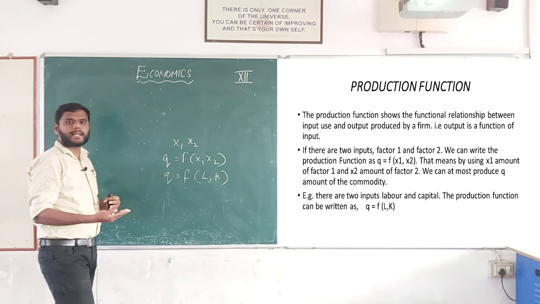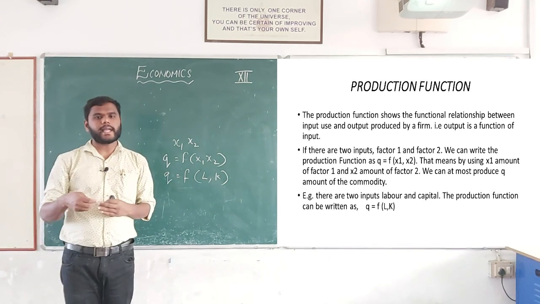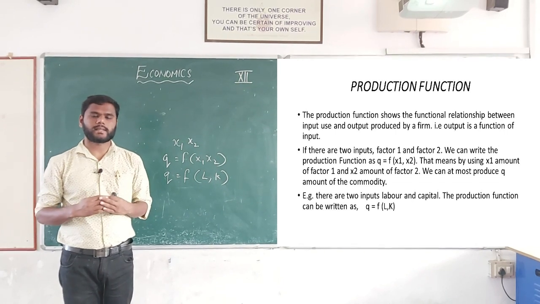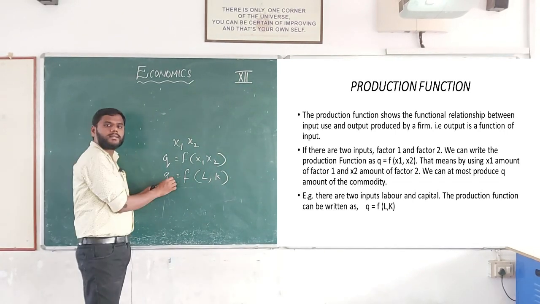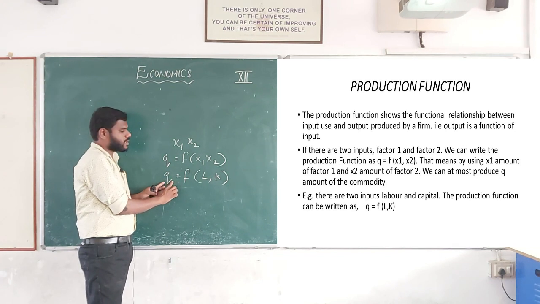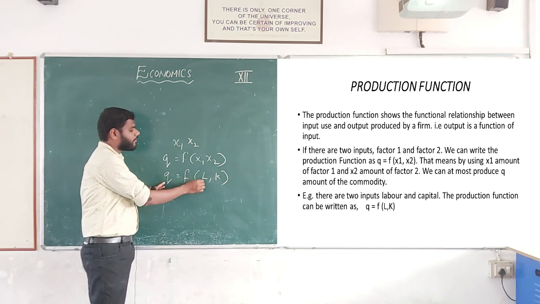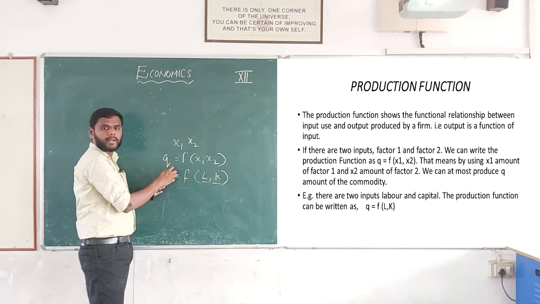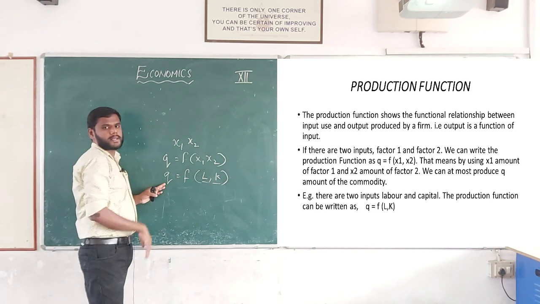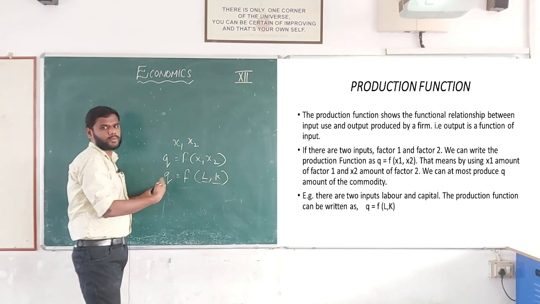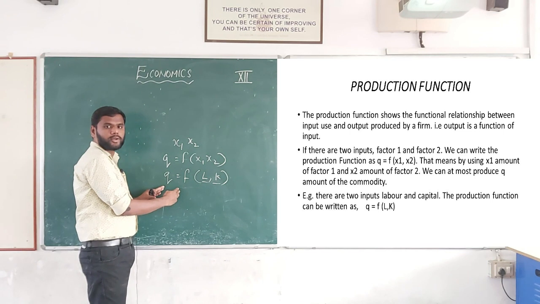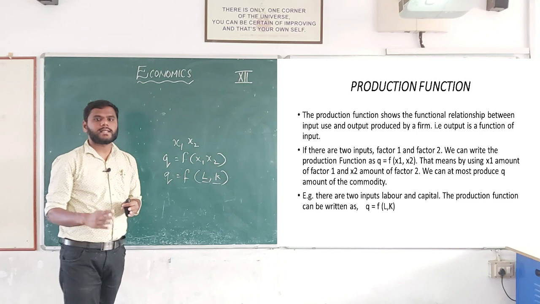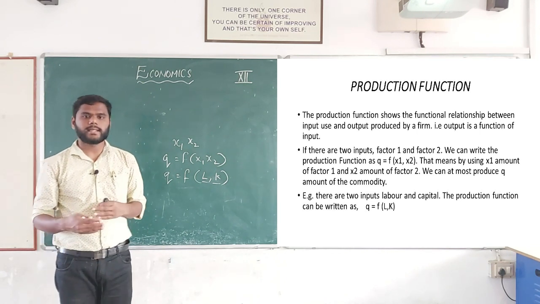What do you mean by capital? Capital is the amount invested by the owner in the production process. So this is known as the production function, that is, production is a function of labor and capital. He is producing a particular commodity by using two factor inputs. That is the production function. I think it is clear.